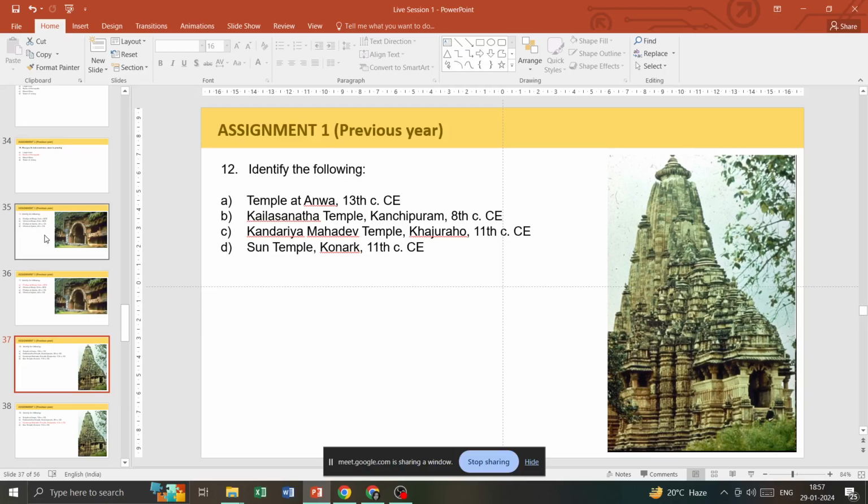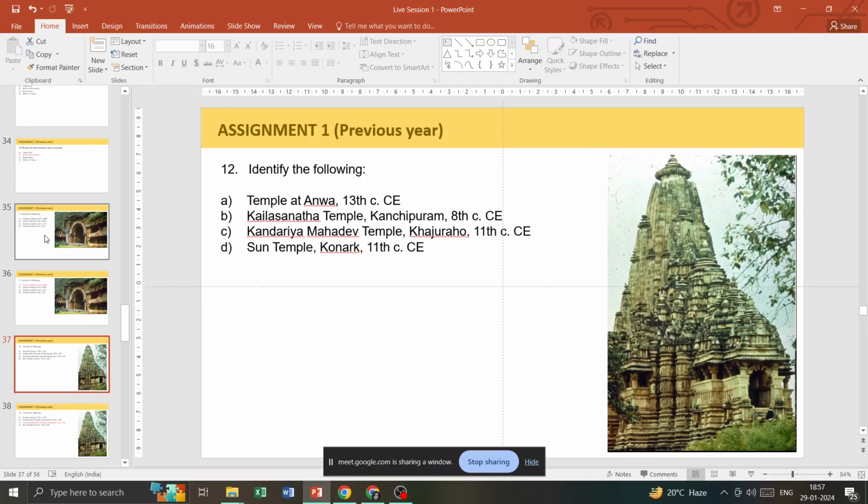So Kandaria Mahadev temple means the great god of the cave. It is one of the largest and most ornamented Hindu temples in the temple group of Khajuraho. It is considered one of the best examples of temples preserved from the medieval period in India, and this is also a UNESCO World Heritage Site. This is actually Kandaria Mahadev temple in Khajuraho.